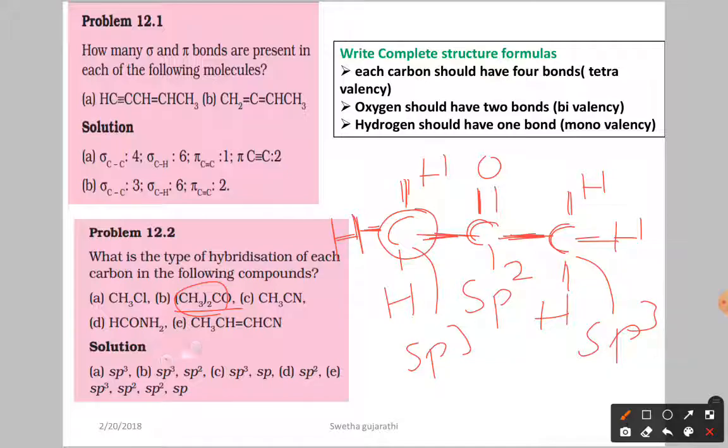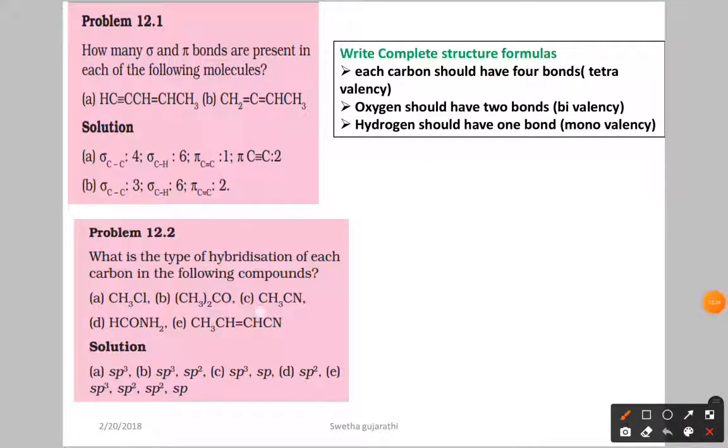Okay. Here you can see sp3 and sp2. We have two carbon atoms with sp3 and one carbon atom with sp2 hybridization. Now let us see this molecule.